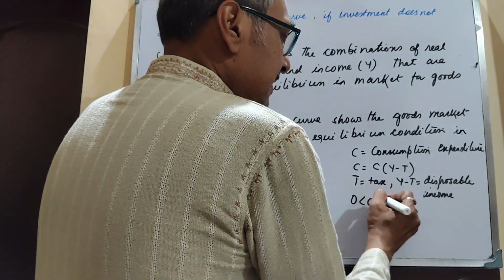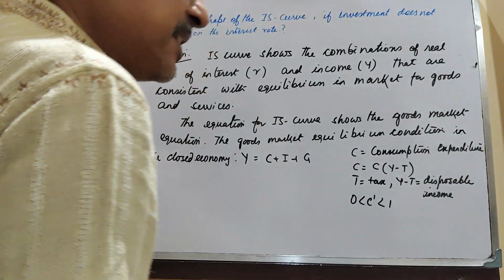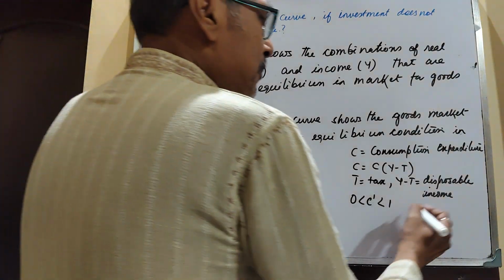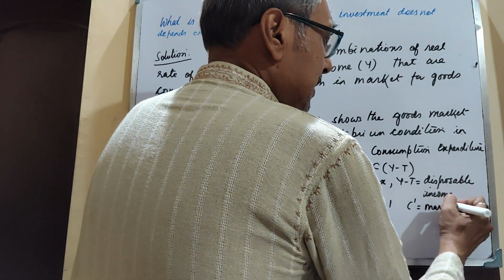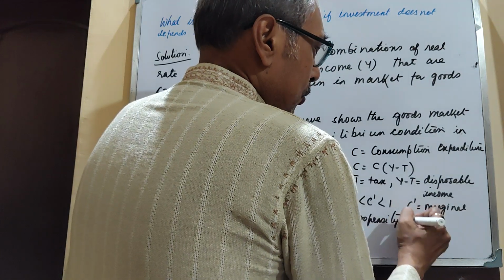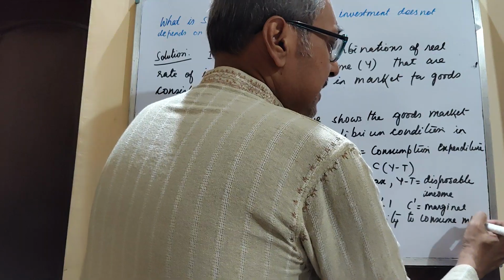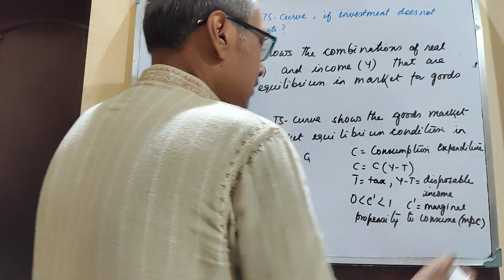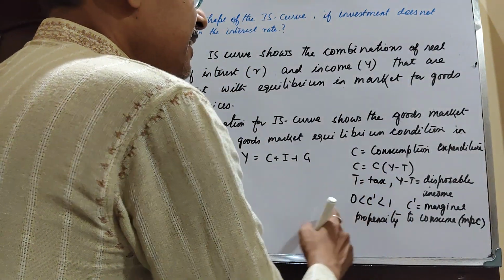Now 0 is less than C prime, which is less than 1. The first order derivative of consumption with respect to disposable income lies between 0 and 1. C prime is called marginal propensity to consume. This is basically MPC. M stands for marginal, P stands for propensity, C stands for consume. This is the consumption function.